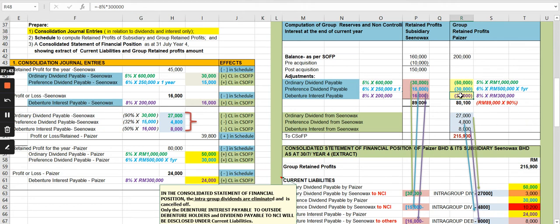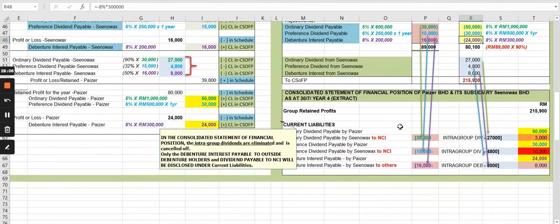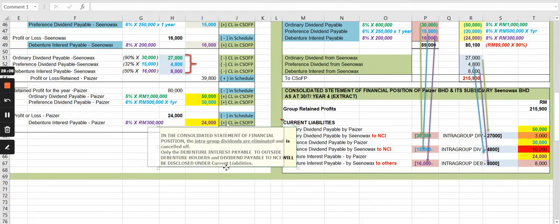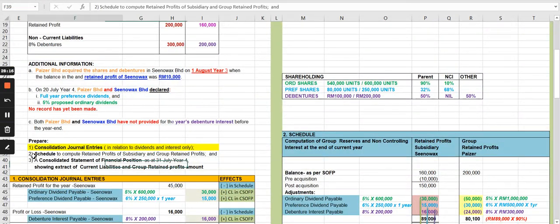So this ordinary dividend payable are expenses, right? Sorry, it is actually an appropriation out of profit, but the debenture interest payable are expenses. And preference dividend payable also is an appropriation from the profit or loss of the parent as well as profit or loss of the subsidiary. So what is the effect in the next section, which is to prepare the group statement of financial position. So we are done with this.